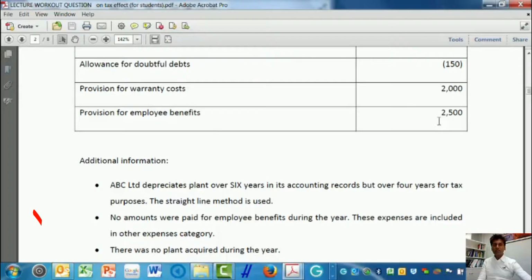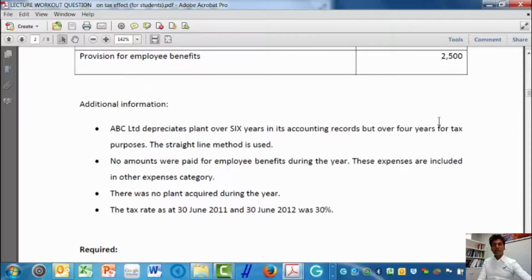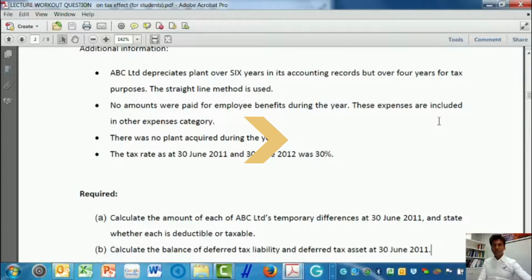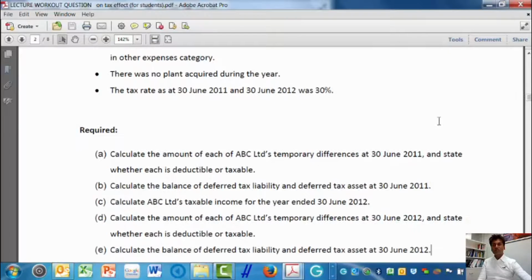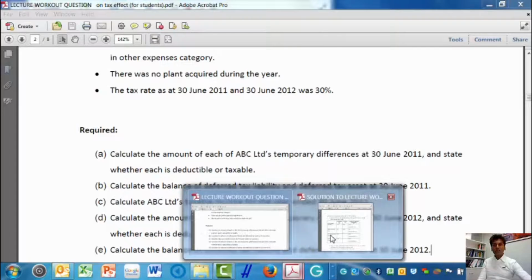Then we are provided additional information. The first one is the plant is depreciated over 6 years for accounting and over 4 years for tax. Straight line method is used. It also tells us no amounts were paid for employee benefits during the 2012 year. Then it tells us there was no plant acquired during the year, and the tax rate is given to us as 30%. So part A requires us to calculate the temporary differences at 30th of June 2012 and state whether each of them is deductible or taxable. Now I'll take you to the solution.